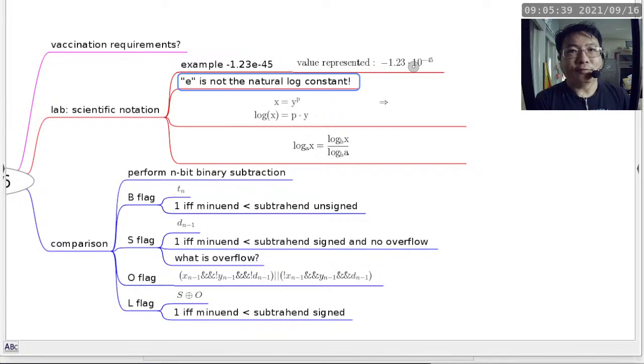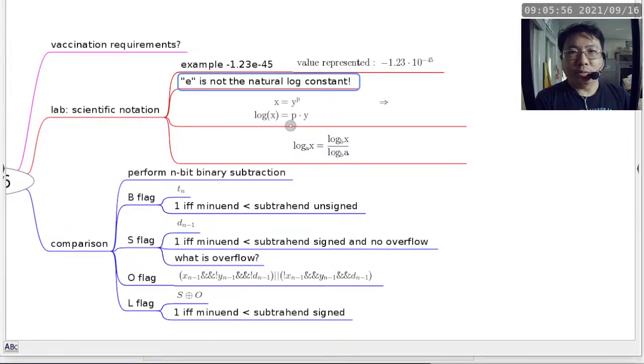I have seen people just copying and pasting into an online calculator without thinking about what e is representing. That does not work. I can guarantee that that does not work. So you have to understand what this e is representing first.